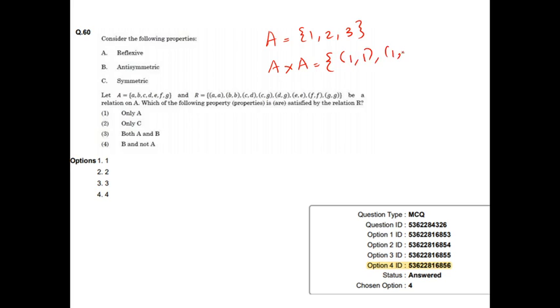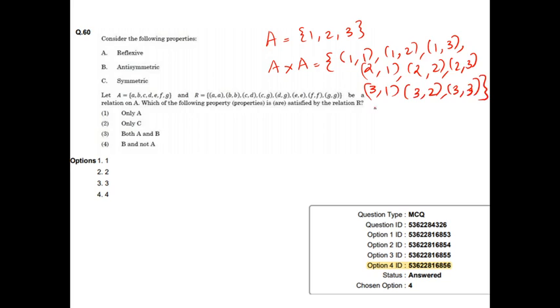1, 1, 1, 2, 1, 3. Similarly, 2, 1, 2, 2, 2, 3, 3, 1, 3, 2, 3, 3. This will be the total number of elements in A cross A. So, I am directly talking about different types of relations. We can define a relation on this A cross A, so we can say that R is a subset of A cross A.